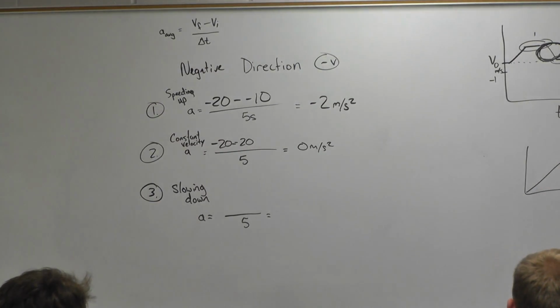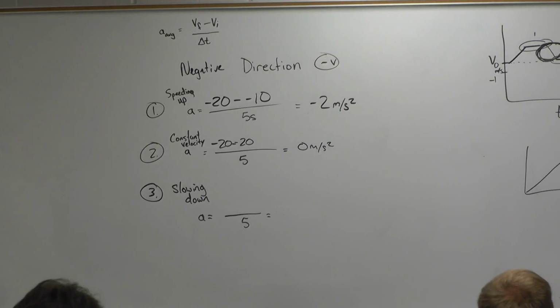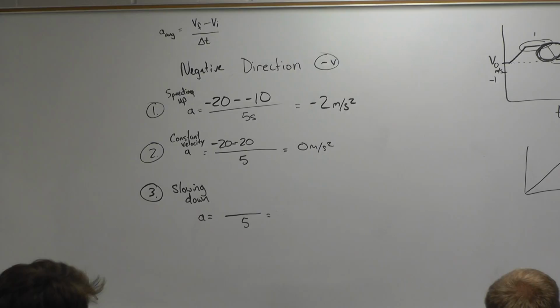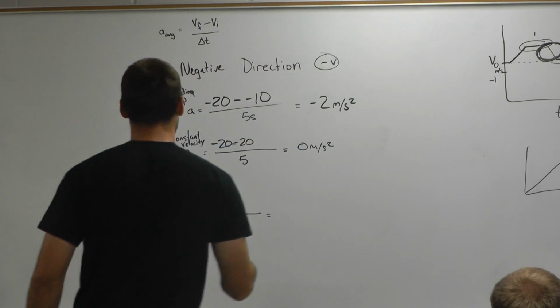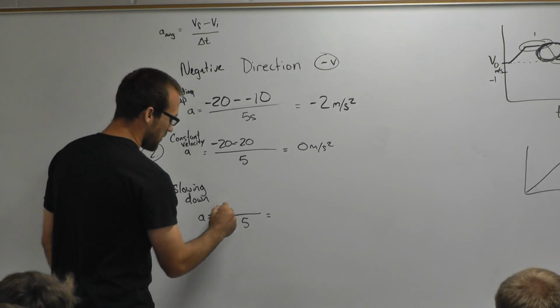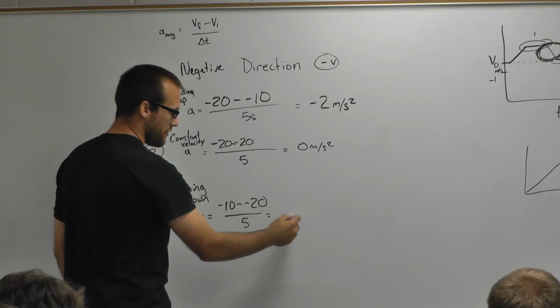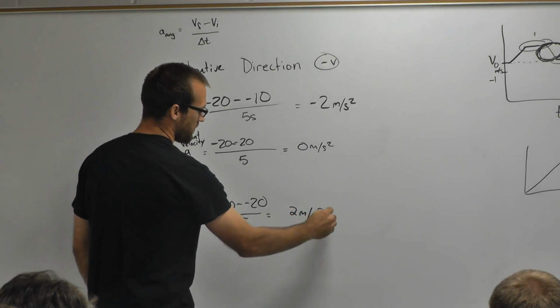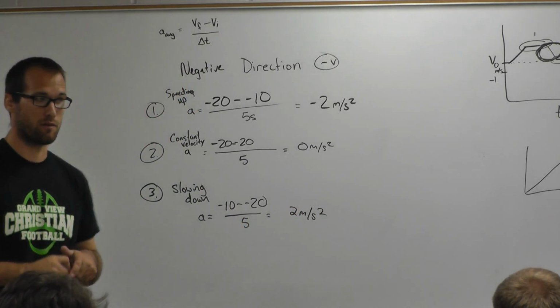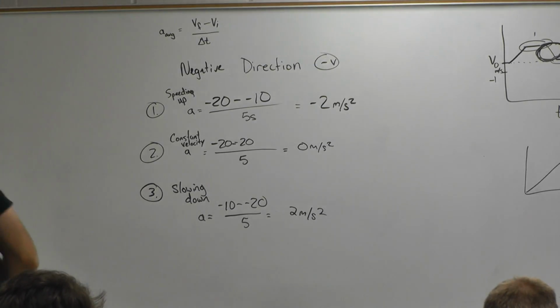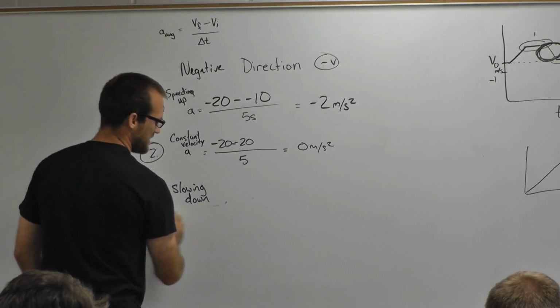Yeah, absolute value. So now notice, when I was going in the positive direction, speeding up gave me a positive acceleration. But if I'm going in the negative direction, speeding up gives me a what? Negative acceleration. What do you think slowing down is going to do? Opposite. So we're going to go negative 10 minus a minus 20. Those become positive. See it? Okay.